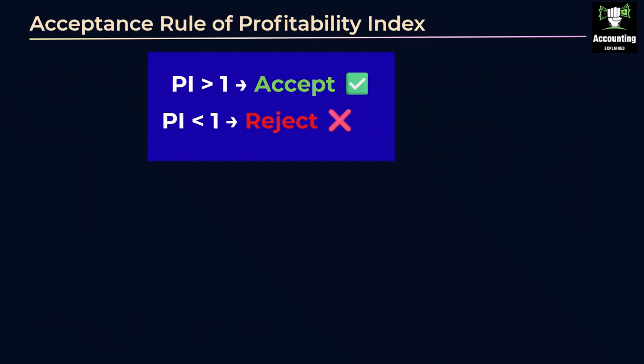Let us learn the acceptance rule for profitability index. If PI is greater than 1, straight away accept the project. If it is lesser than 1, without second thought, reject the project.